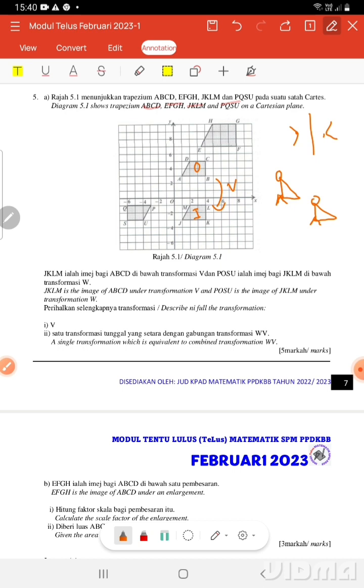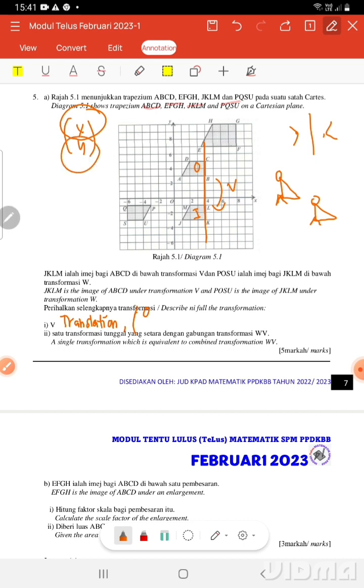So what transformation happened? Put translation first. Make sure your spelling is correct. Translation, remember you must write in this form, translation form, X and Y. If you see here from ABCD to JKLM, this line is a parallel line. So that means there is no difference in X. So you can put X as 0. There is no change on the X axis. The change happens on the Y axis.